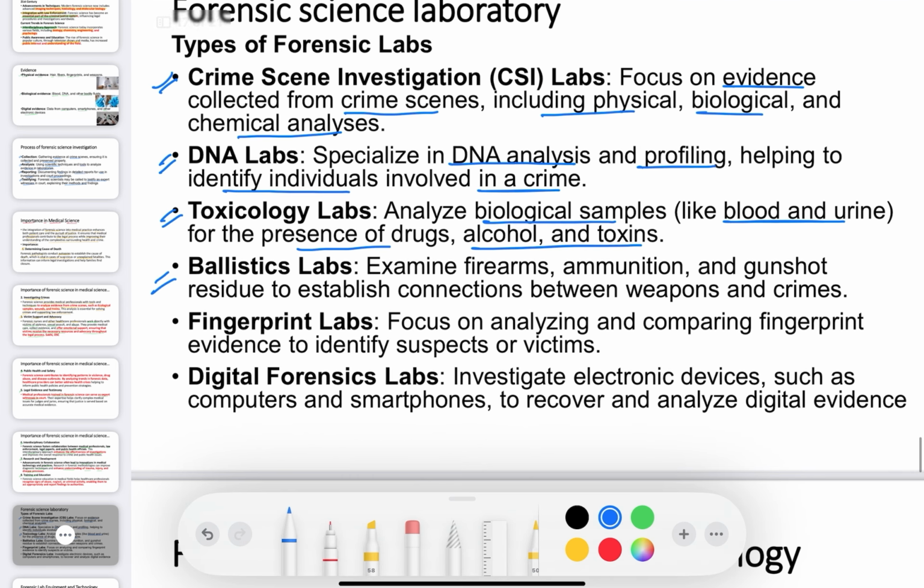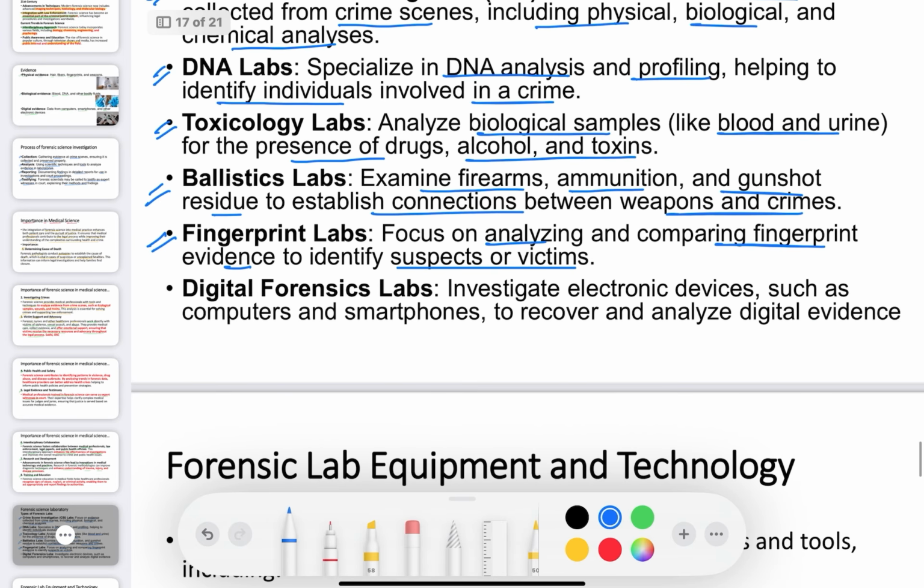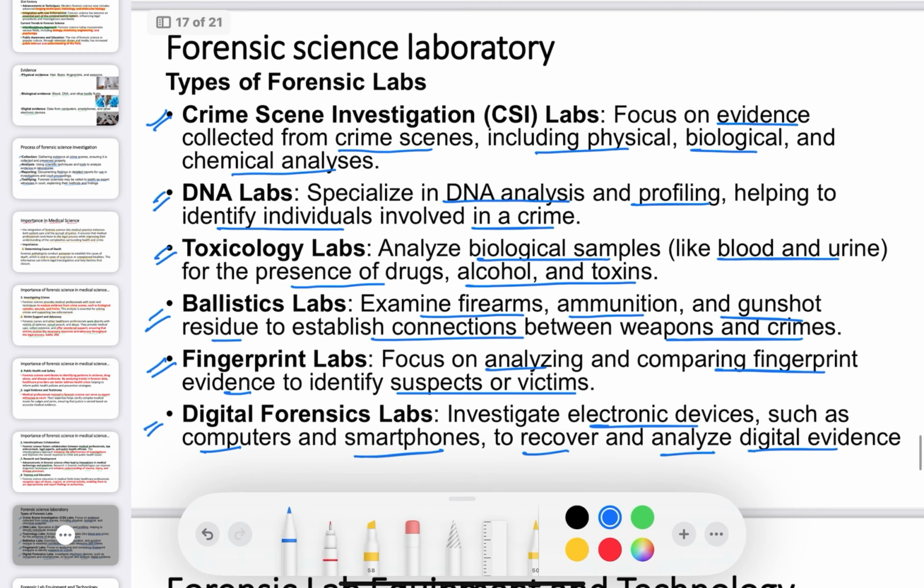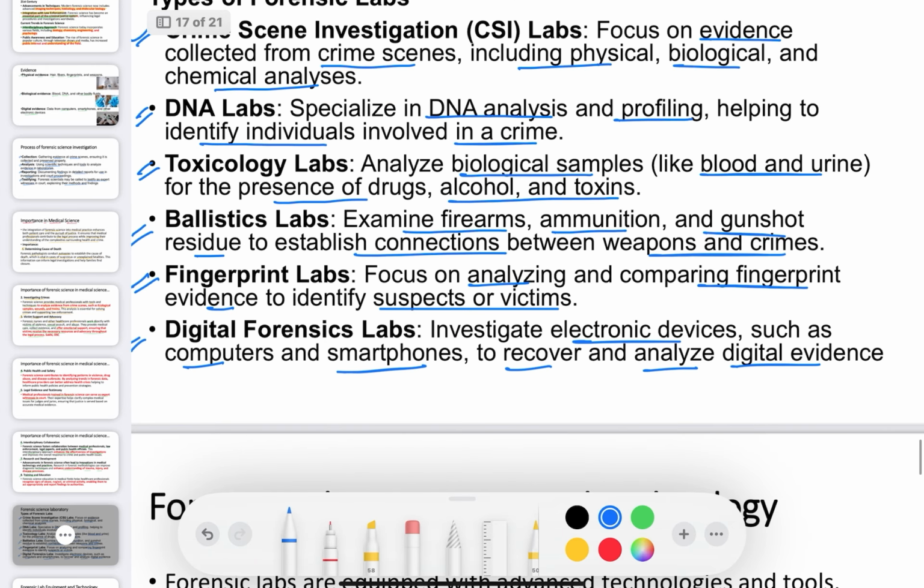Ballistic labs examine firearms, ammunition, and gunshot residue to establish connections between the weapons and the crimes. Fingerprint labs focus on analyzing and comparing fingerprint evidence to identify suspects or victims. Digital forensic labs investigate electronic devices such as computers and smartphones to recover and analyze digital evidence. So there are various types of forensic labs: crime investigation lab, DNA lab, toxicology lab, ballistic lab, fingerprint lab, digital forensic lab.